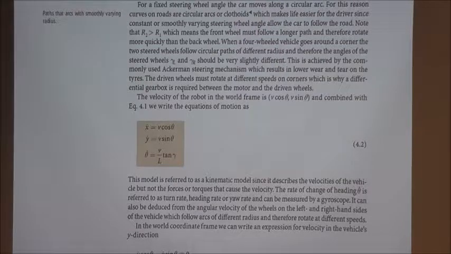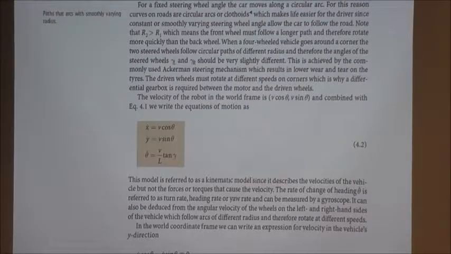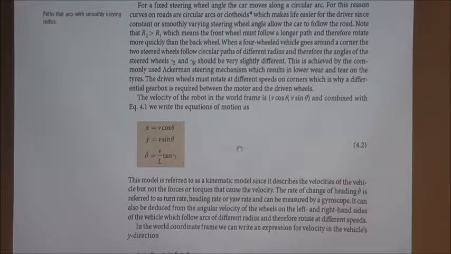Now, the two inputs of the system are what? Gamma and V. Velocity: putting your foot on the gas, you're increasing the velocity. And you're steering the wheel, you're changing gamma. So gamma and V are the inputs to your system. What are the outputs? X, Y, and theta. So this is a very simple but very meaningful equation.